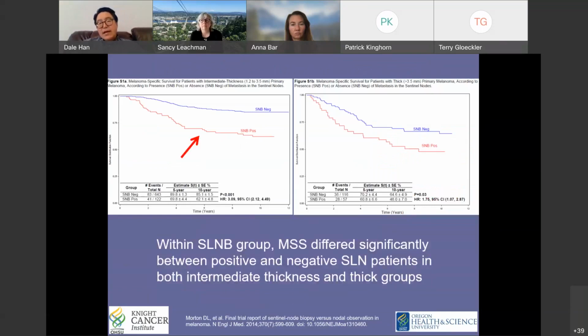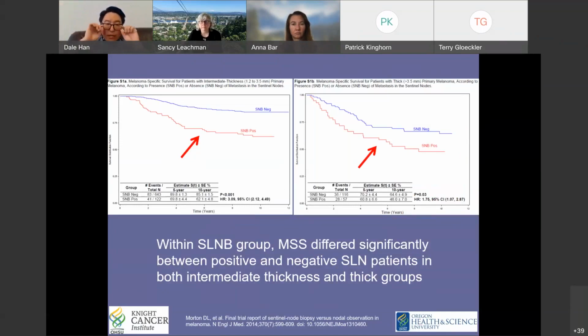And what they saw was that in patients with intermediate thickness melanomas, that is melanomas between 1 and 4 millimeters in thickness, survival differed significantly based on whether or not your sentinel node was negative versus positive. If your sentinel node was positive, then you had significantly worse survival. And this was in the intermediate thickness group and also in patients with thick melanomas, which are melanomas with a thickness greater than 4 millimeters.